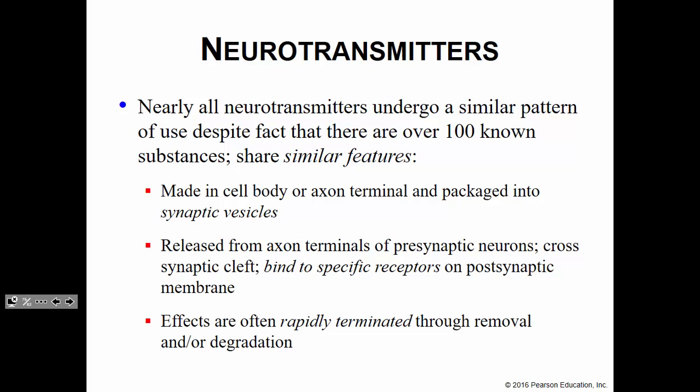Now, almost all neurotransmitters have a similar pattern of use, and there are 100 different known neurotransmitters. They're all made in the cell body or the axon terminal, and then they're put into the synaptic vesicles. They get released from the axon terminals in the presynaptic neuron. They cross the synaptic cleft, and then they bind to specific receptors on the postsynaptic membrane. And the effects are rapidly terminated by removing or degrading the neurotransmitter.